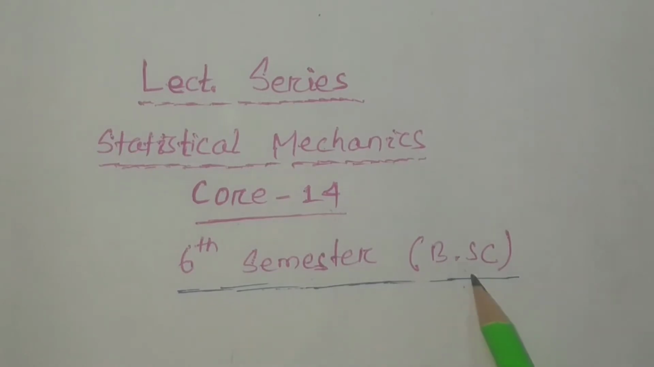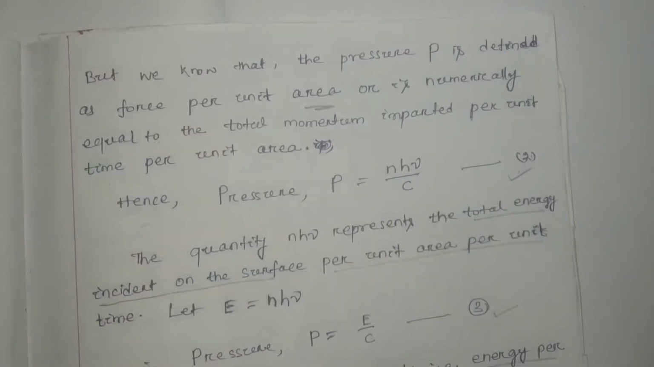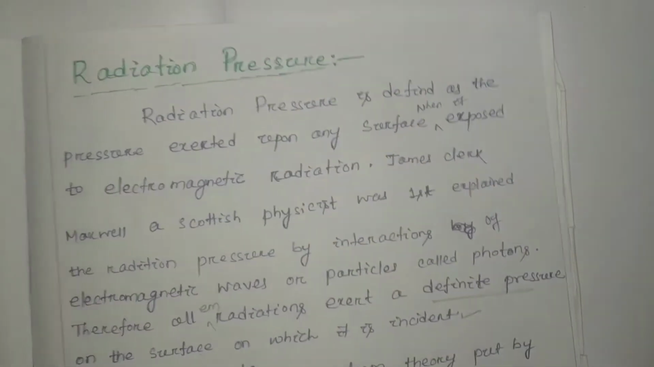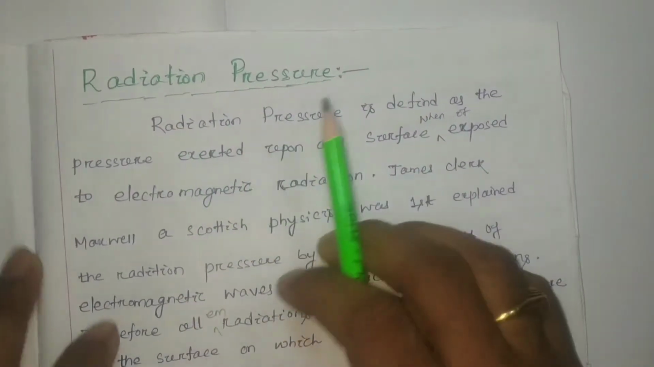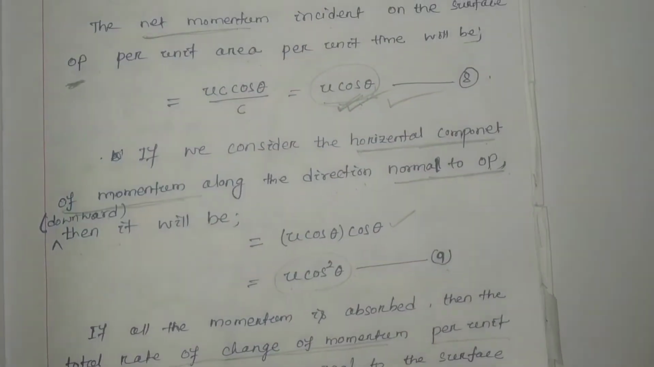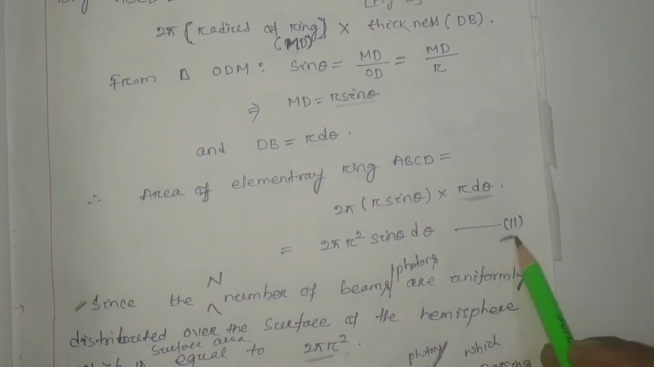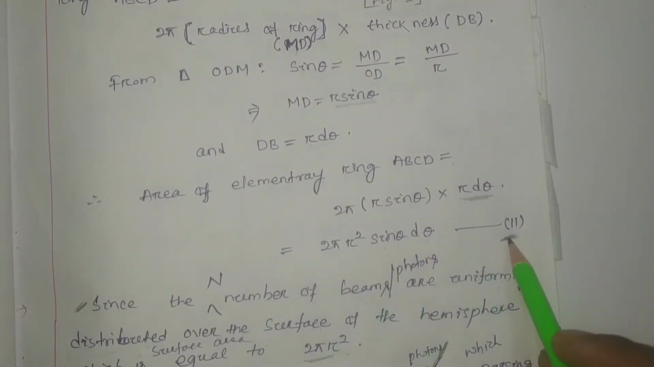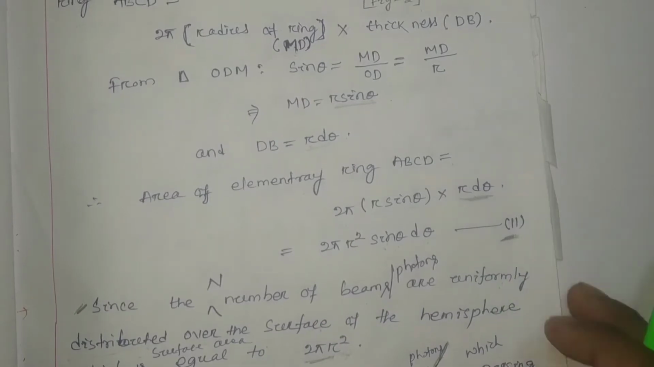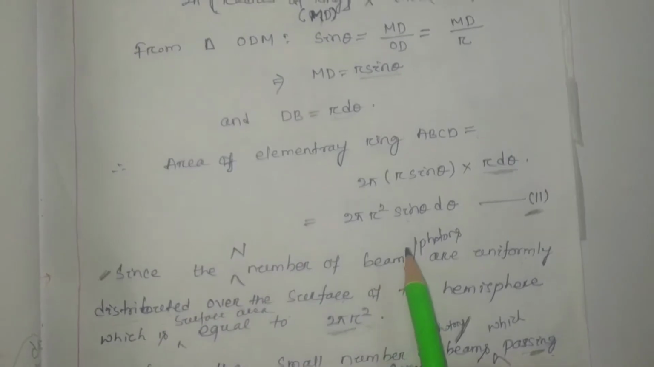In our last class we discussed radiation pressure. We discussed up to equation number 11. That means around 80 percent of this topic we have already discussed in detail in our last class, and in today's class we are going to start from here.